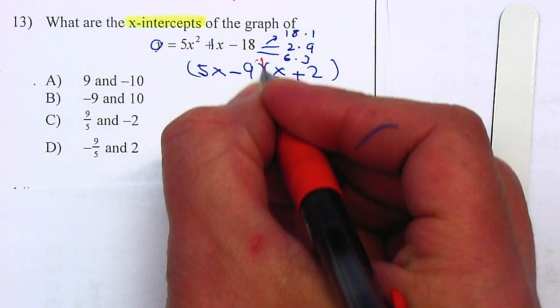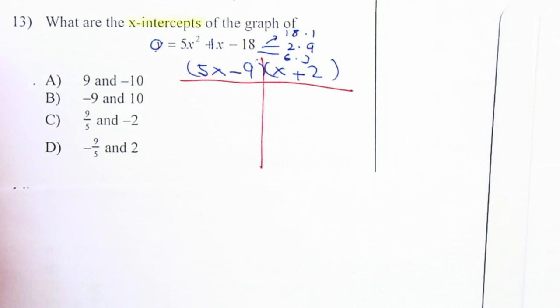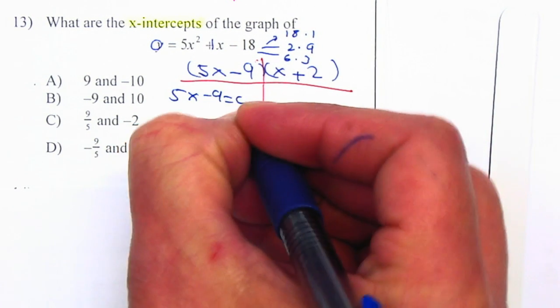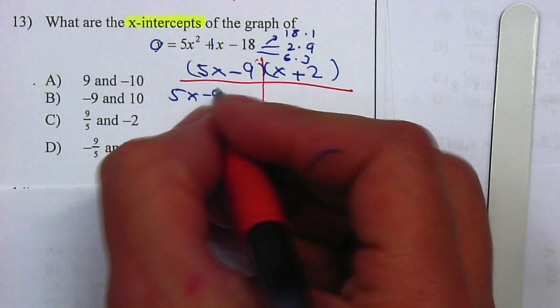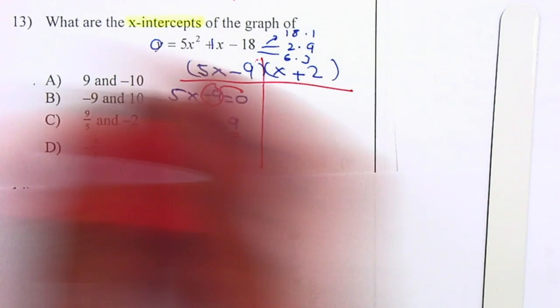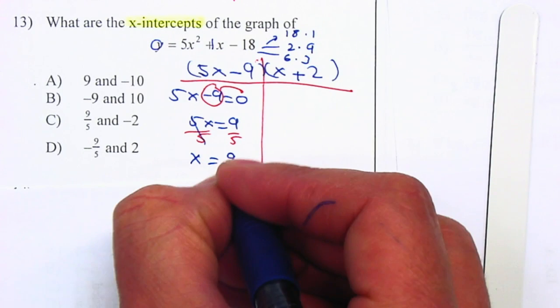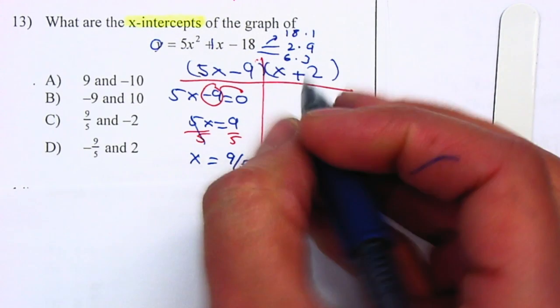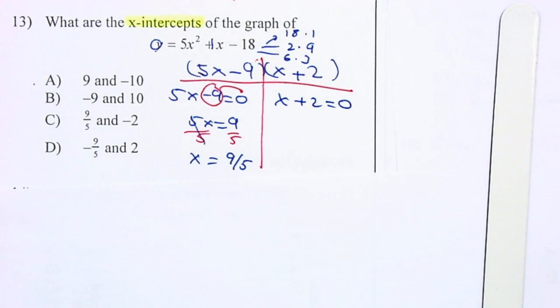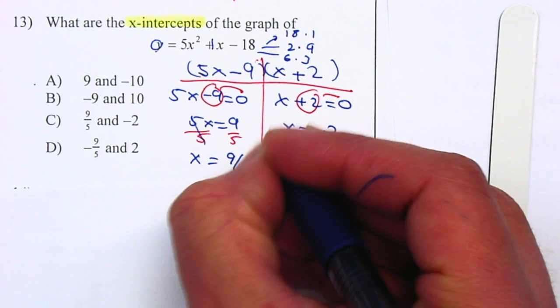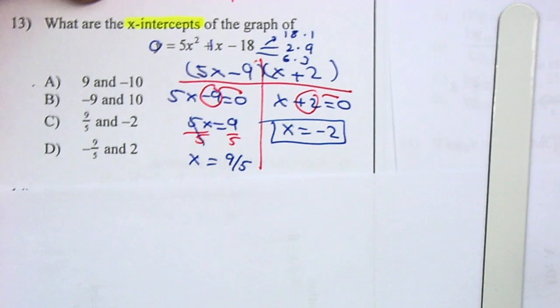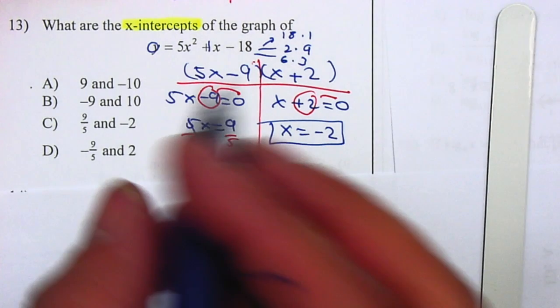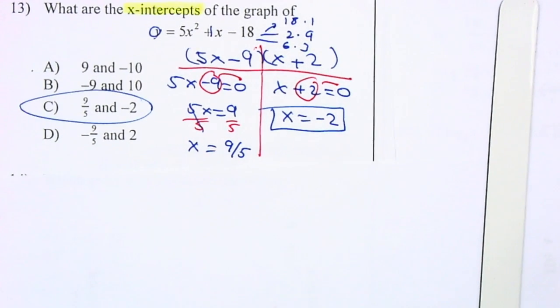Now I'm going to use my zero product property to solve. So I'll have 5x minus 9 equal to 0. Move my 9 to the right, becomes a positive 9. Then I'm going to divide by 5. That will give me x is equal to 9/5. I'm going to do the same thing with the right-hand side. x plus 2 equal to 0. Move my 2 to the right, becomes a negative 2. So x is equal to negative 2. So the answer is letter C. Let's continue with problem number 14.